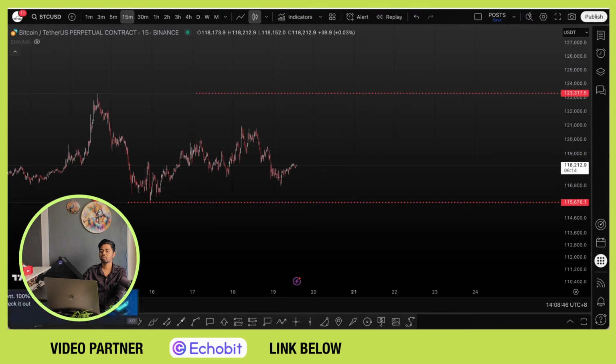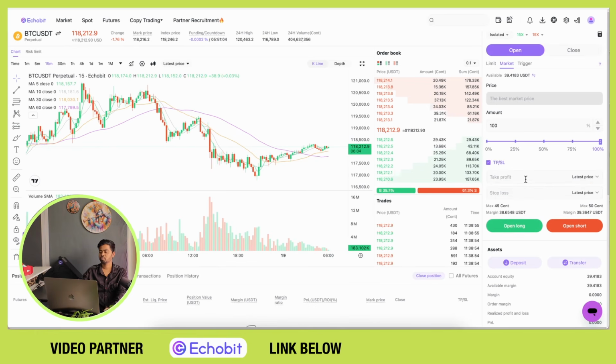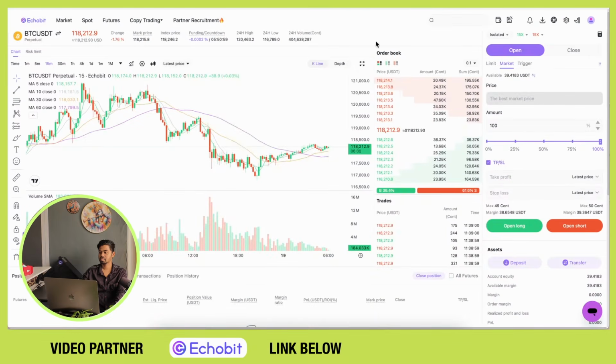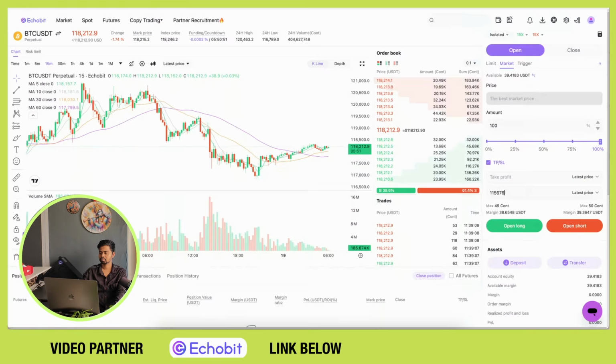This is currently going to open with copy trading. Let me open this trade with 15x leverage. I'm okay with that, and let me add take profit points and stop loss point. Stop loss point is 115676. Take profit point is 123317. With 15x leverage, I am opening this trade. Market amount and TPSL have been added.